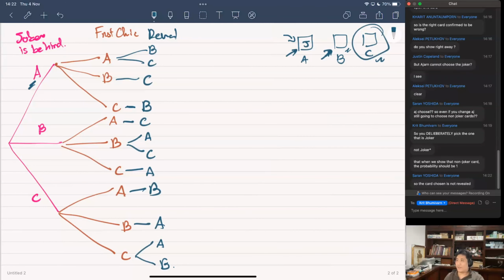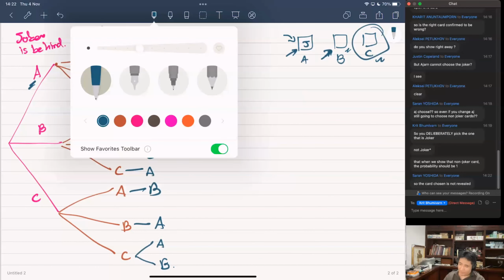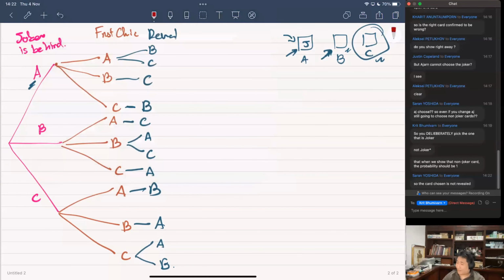The card chosen will be reviewed at the very end to see if you get the prize or not, right? So let's keep track. What we want to keep track is the following metric: whether you switch and win.